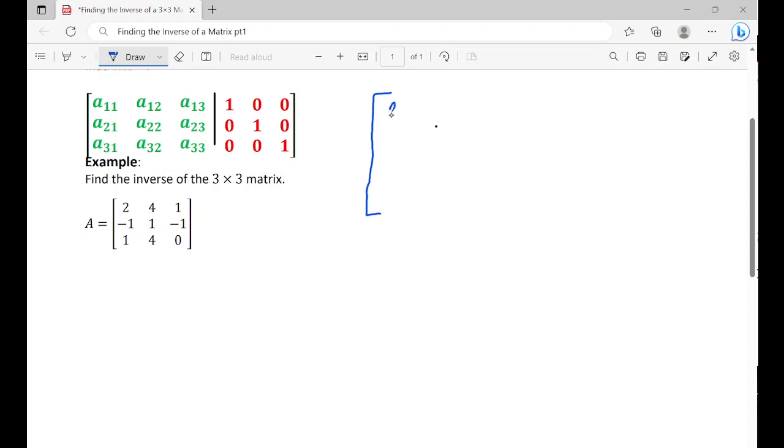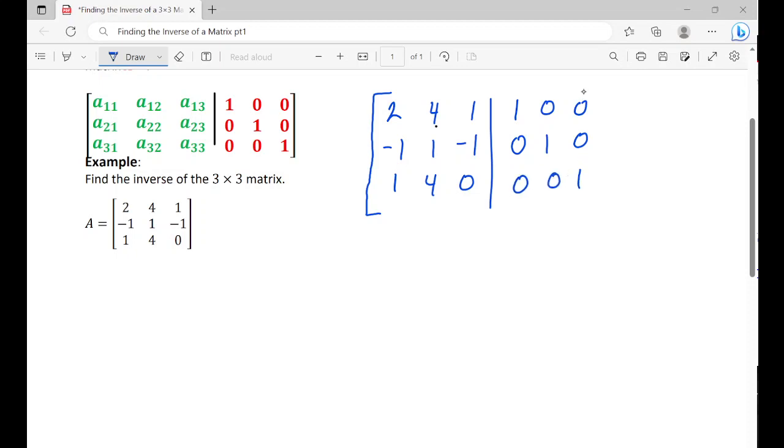So we're going to have 2, 4, 1, negative 1, 1, negative 1, 1, 4, 0, and then the identity matrix 1, 0, 0, 0, 1, 0, 0, 0, 1. So this is how we're going to start our matrix out to find the inverse of the 3 by 3.